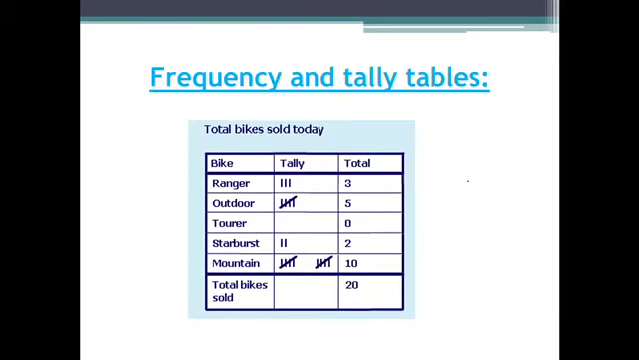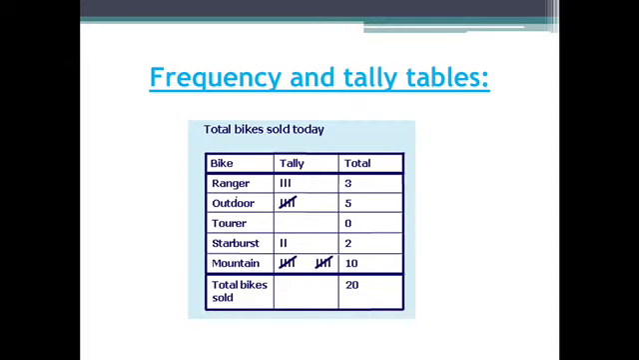Then we are going to be looking at frequency and tally tables. Now on the screen you'll see we got an example of a frequency and tally table. So firstly you have your categories on the first column. Your second column is your tally. Now a tally is the amount drawn in line form instead of numbers.